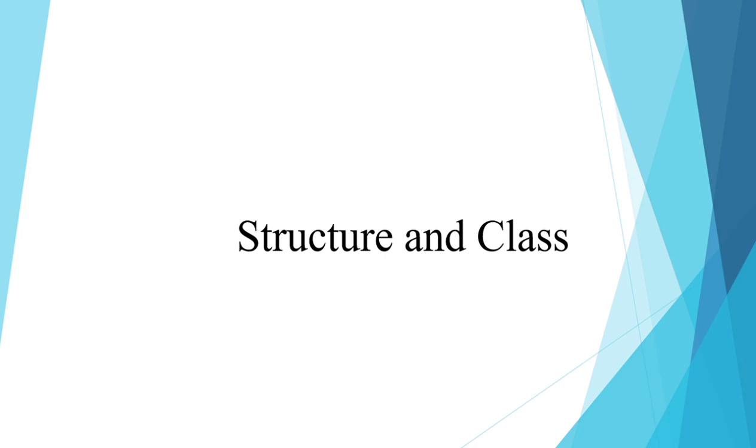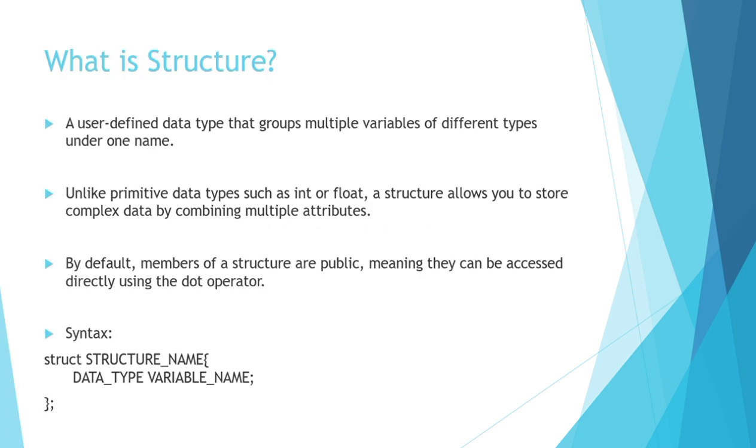In today's video, we are going to explore classes and structures. So, let's get started. A structure in C++ is a user-defined data type that allows grouping multiple variables of different data types under one name. It provides a way to store related information together, making it useful for representing real-world entities like a student (name, age, marks) or a car (brand, model, price).